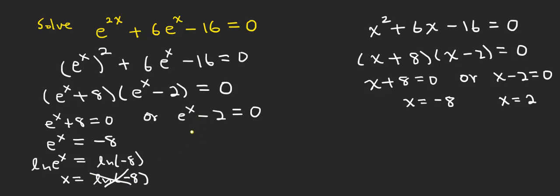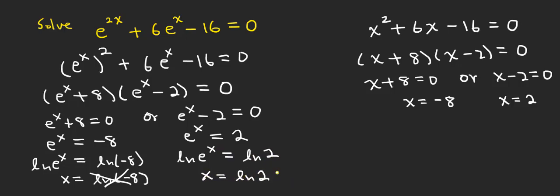What about that one? e to the x equals 2. So you take the natural log of both sides to solve for x. You end up getting x equals natural log of 2, which is approximately 0.69. So you only have one solution, which is natural log of 2.